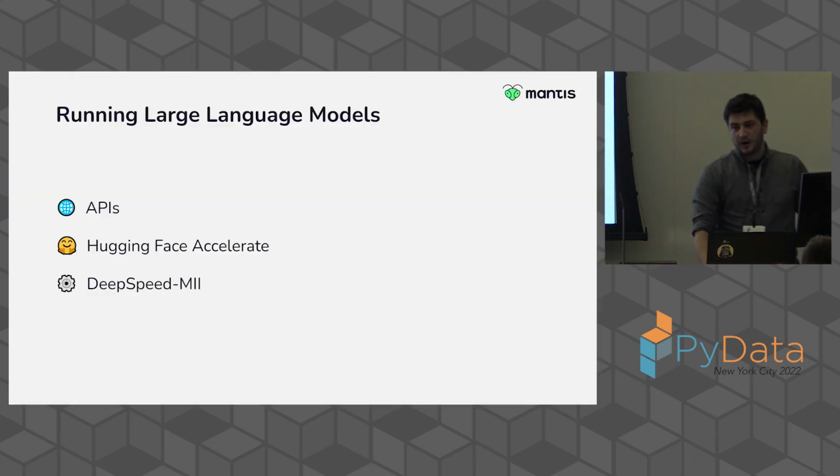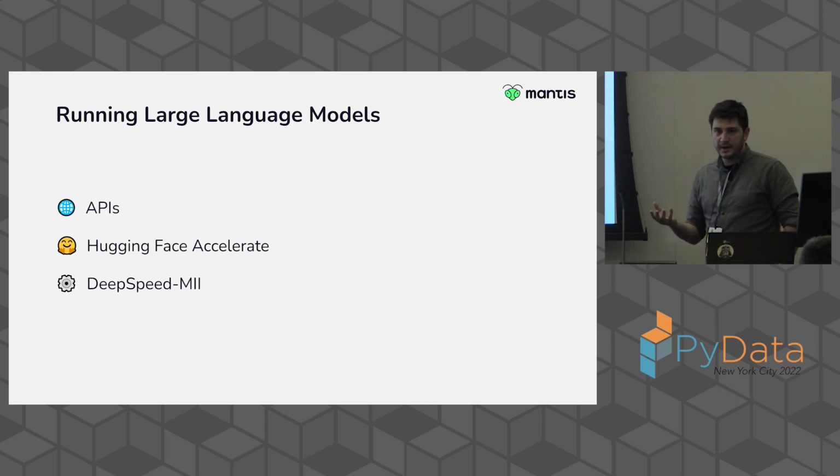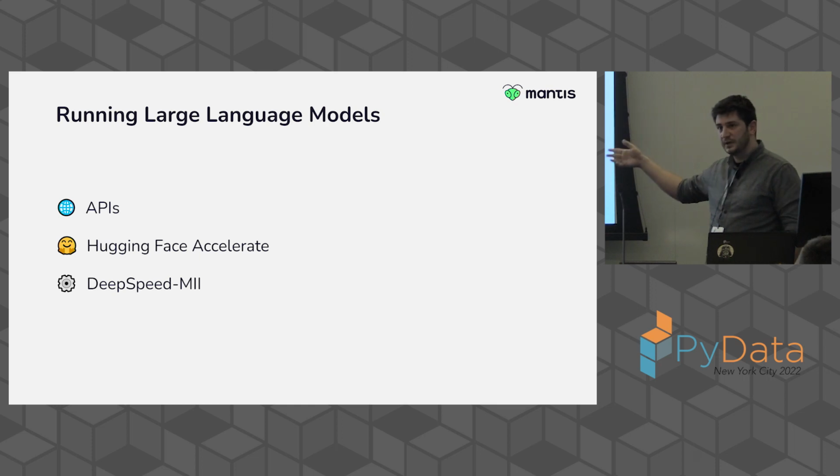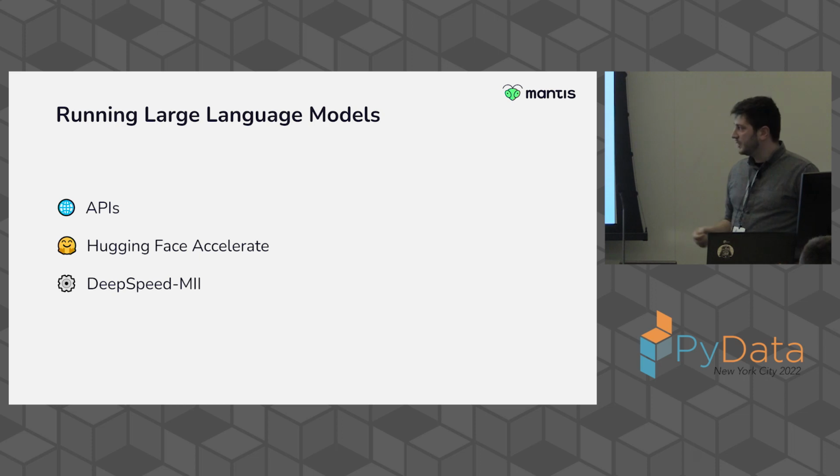So how do we interact with these large language models? We used mostly these three approaches. First one, of course, you call some APIs, and the model is provided by someone. Second, you use either Hugging Face Accelerate for helping you deal with the model, or DeepSpeed MII more recently.